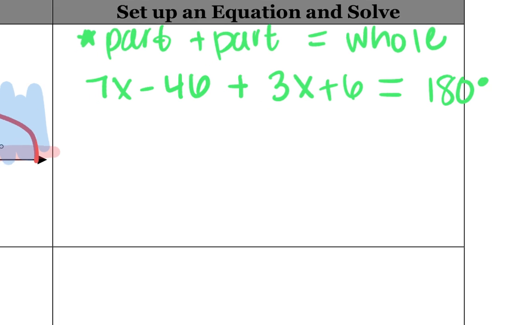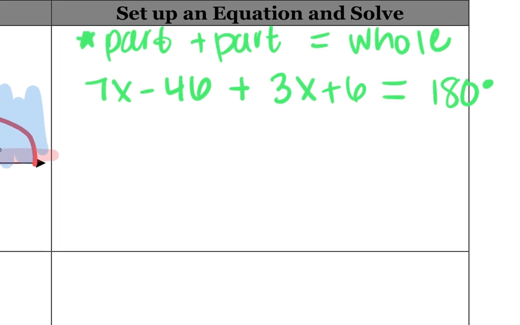So let's solve for x. So that's what they want us to do. Let's solve for x and see what happens here. Okay, so on the left side of the equation, I have 7x and 3x that need to be combined. And I also need to combine negative 46 right here that I'm highlighting, and this positive 6.